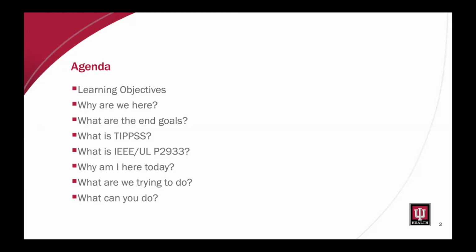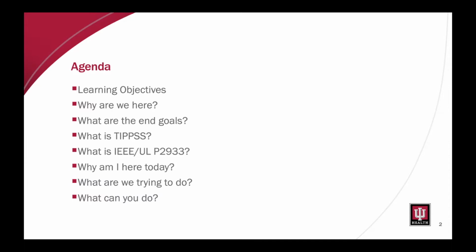So this is our agenda for what we have today. We're going to first start with our learning objectives. Then we're going to talk about why we're here, talk about our end goals, talk about tips and what it is, what this group is, why am I here today, what are we trying to do, and what can you do to help us out.